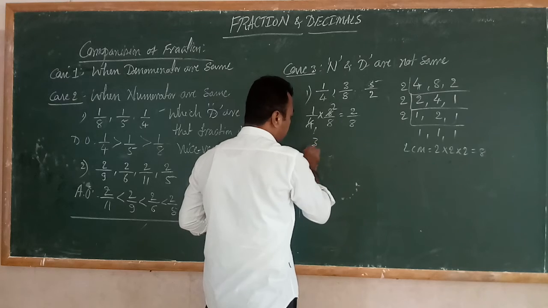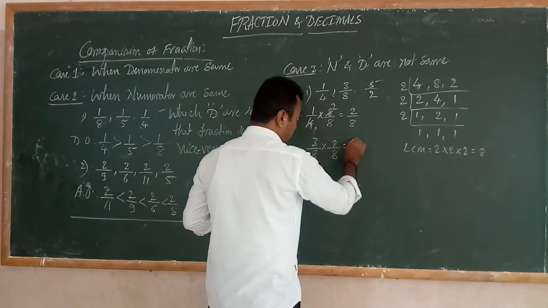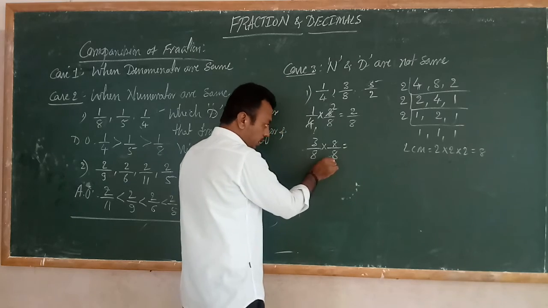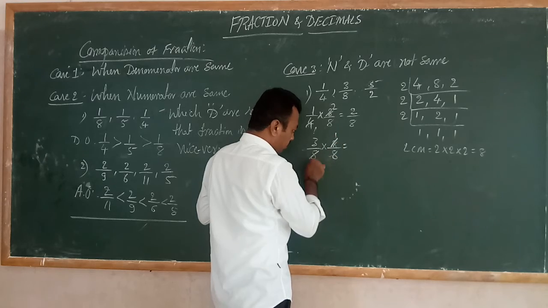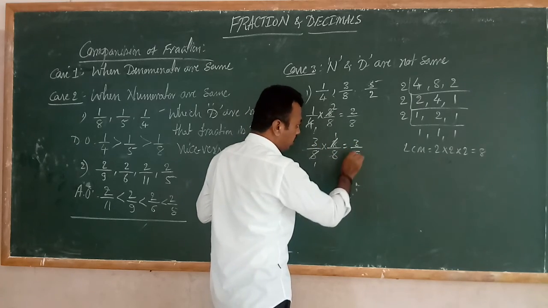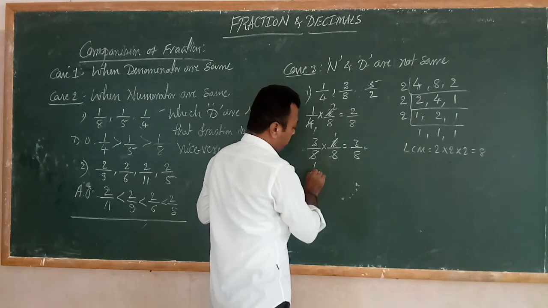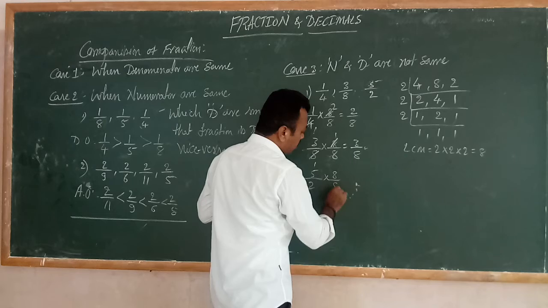3 by 8 we take. 3 by 8 into 8 by 8. This 8 and this 8 cancel, 1s are remaining, 3 1s are 3, 8 1s are 8, so 3 by 8. So finally, 5 by 2, it is 5 by 2 into again 8 by 8.